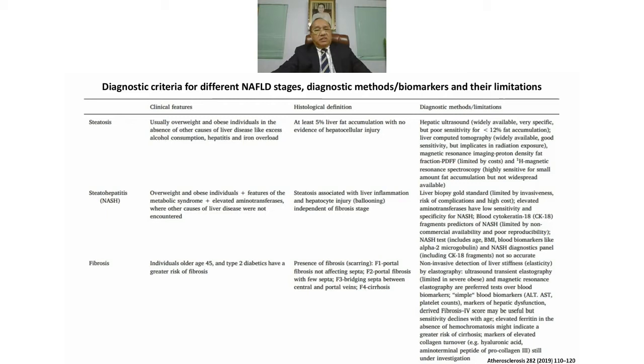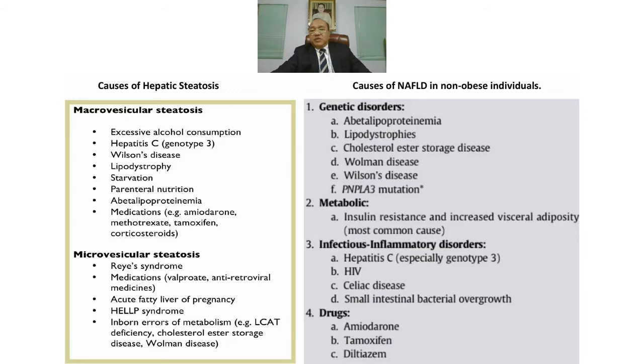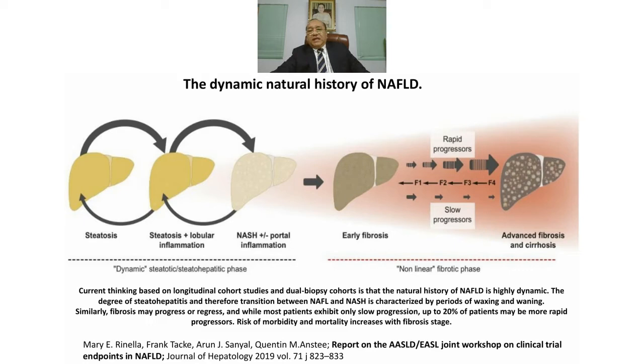I would like to touch a few points on the dynamic natural history of NAFLD. It is not a linear or steady progressive disease. You can see that steatohepatitis between NASH and steatosis is waxing and waning. Also, in fibrosis, there is rapid progression, or it can regress again. There will be progression and regression throughout the fibrotic stages. There are 20% rapid progressors and the majority are slow progressors. So this shows the dynamic natural history of NAFLD. And then the risk of morbidity and mortality increases with the fibrosis stage.